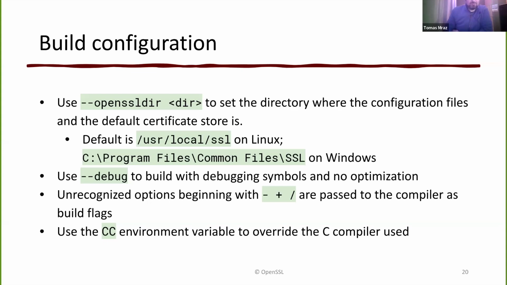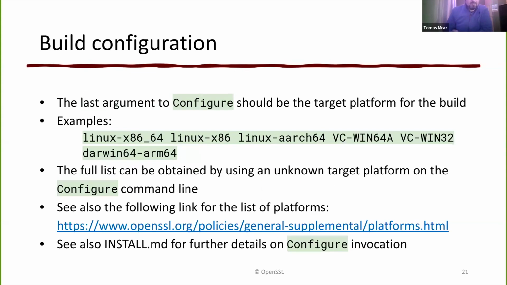By default on Linux it will be GCC, but you can use CC equals clang, and now clang will be used to compile OpenSSL. The important thing is that the last argument to configure should be the target platform for the build.